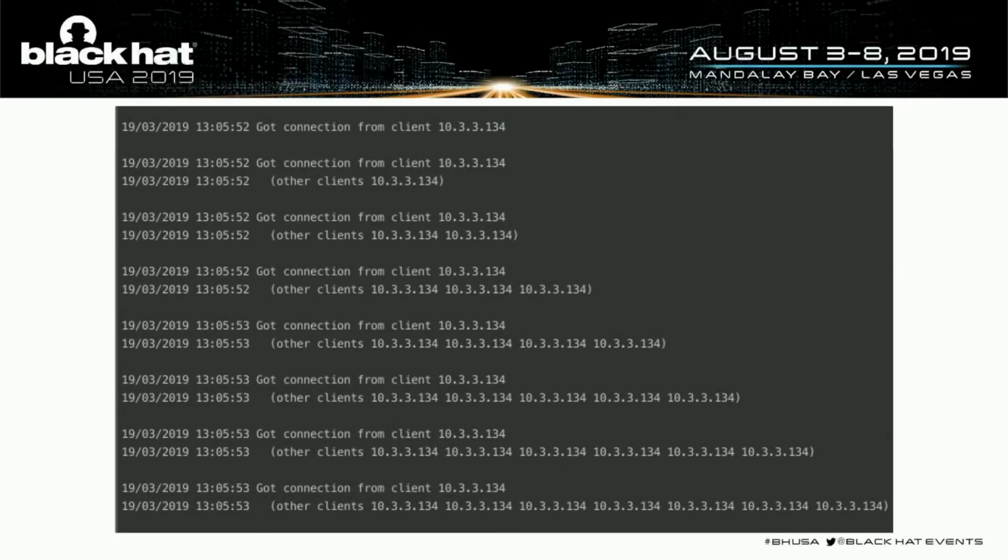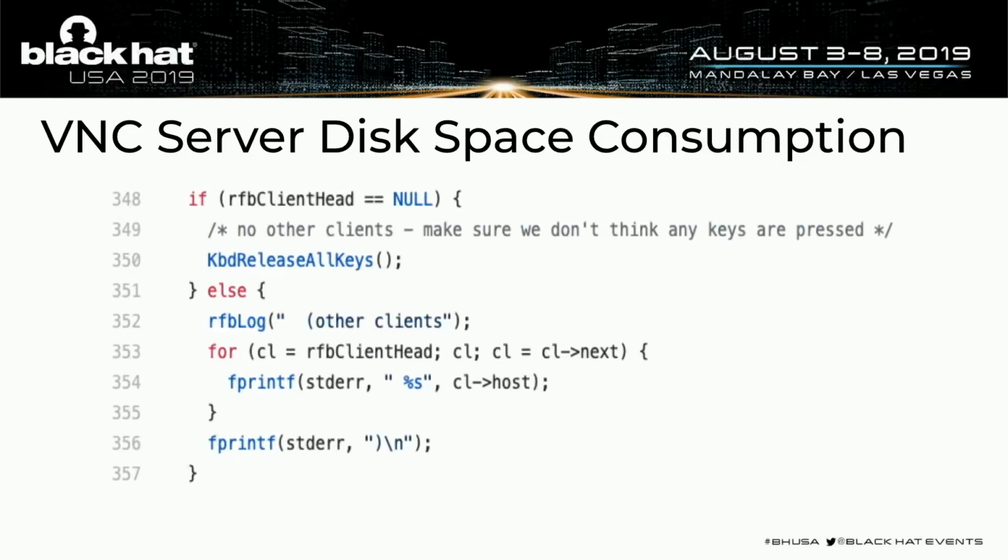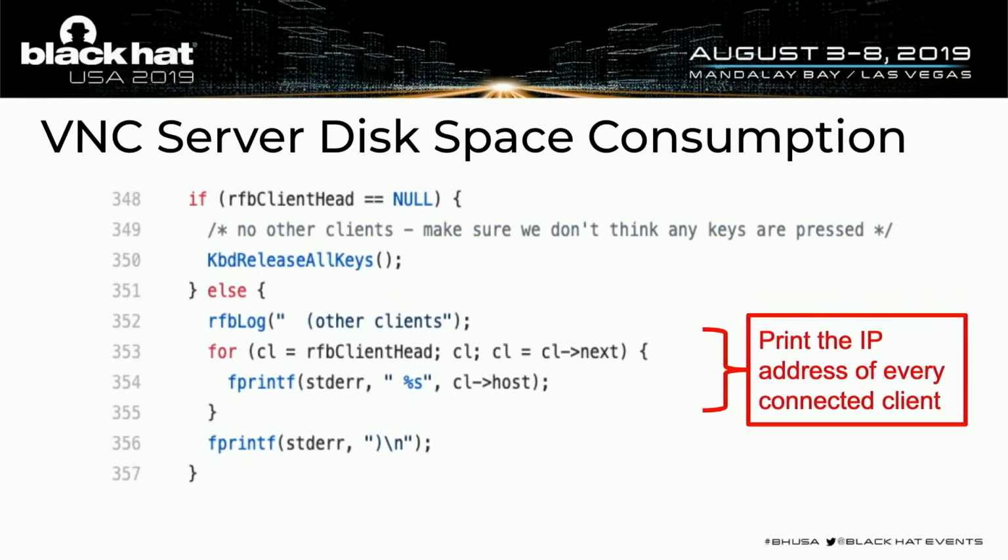To investigate this, we went into the code and found this chunk. Found this because you can see the other clients line being logged here. This chunk of code is called every time there's a new connection to the VNC server. And sure enough, there's this for loop here, which is printing the IP address of every connected client. So there's no limit here. It's not going to stop after 10 or 20. There's no limit.